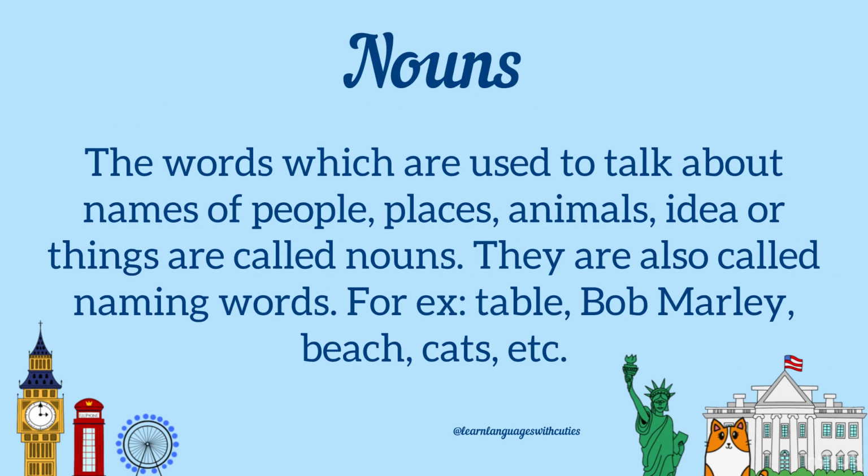The first one is nouns, the words which are used to talk about names of people, places, animals, ideas, or things are called nouns. They are also called naming words. For example, table, Bob Marley, beach, cats, etc.